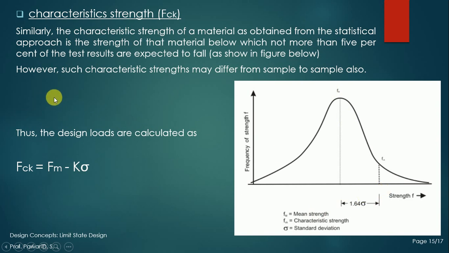However, such characteristic strength may differ from sample to sample. So if you are going to consider the 3 cubes, that characteristic strength differs from sample to sample of the cube. Thus, the design load is calculated as fck = fm - k × rho. Here fck is the characteristic strength, fm is the mean strength, and rho is the standard deviation.